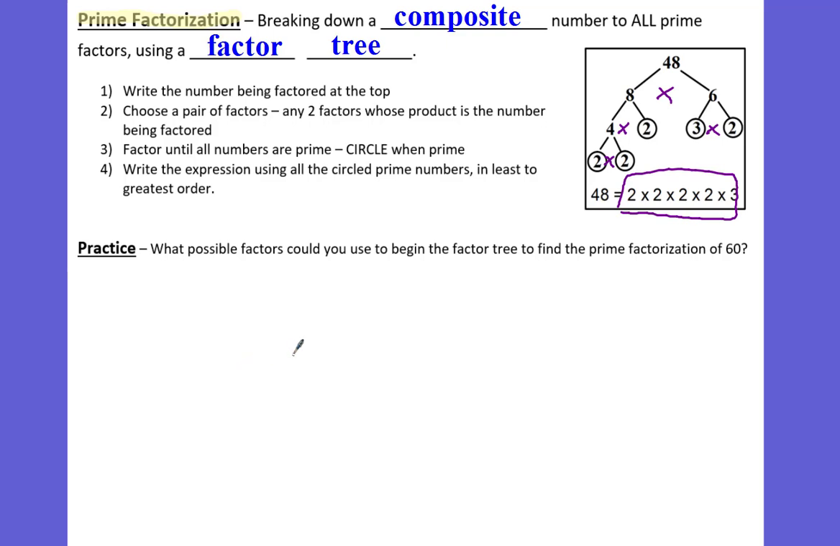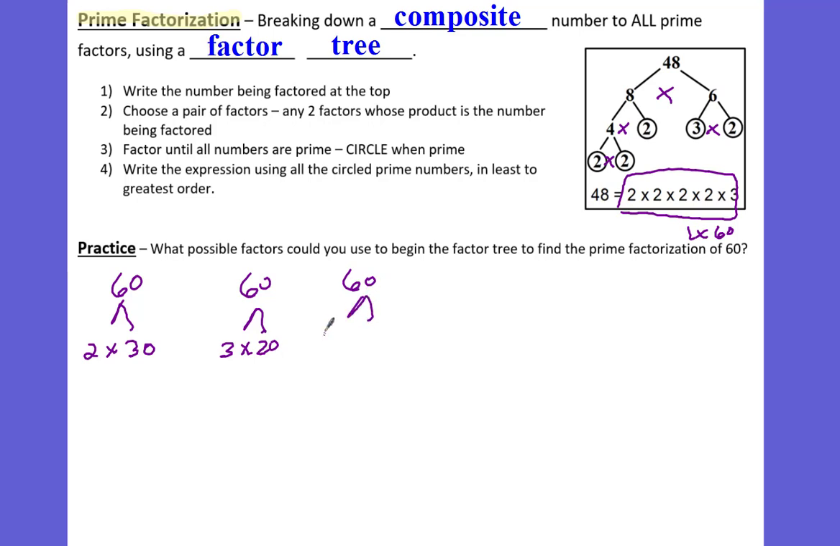Okay, so let's do a little bit of practice. What possible factors could you use to begin the factor tree to find the prime factorization of 60? Okay, we know that 1 times 60 will give us 60, but this isn't really a good pair of factors to start off with because you still have 60. So we want to start with something larger than 1. So you could start with 2. 2 times 30. You could also do 3. 3 times 20 would give you 60.